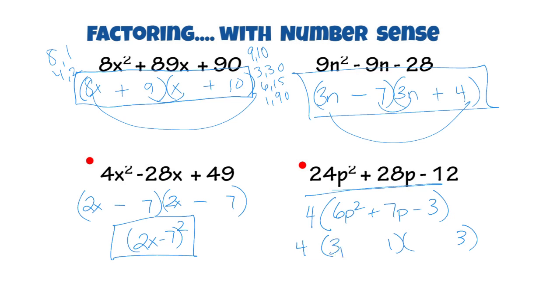So I'm going to put my 3p and my 2p. That's a 9p and a 2p. I want a positive 7, so I want my 9 to be positive and my 2 to be negative, and I've got it.